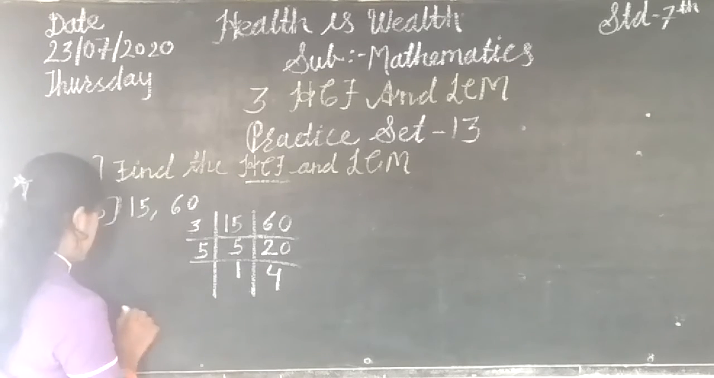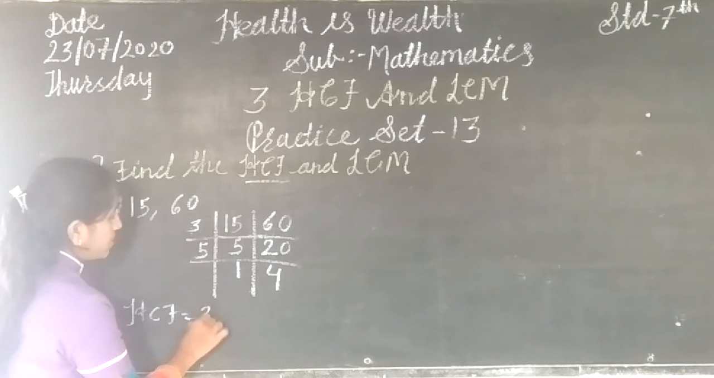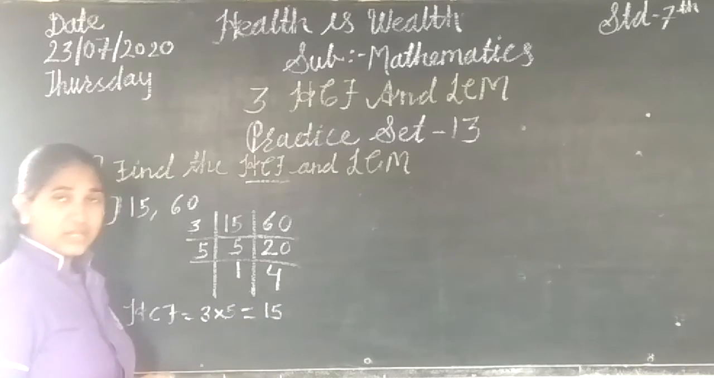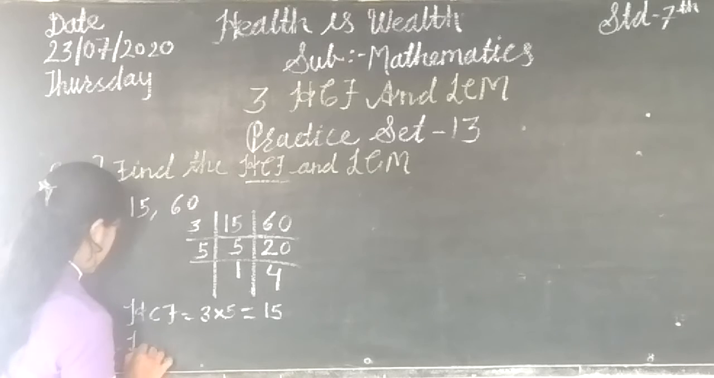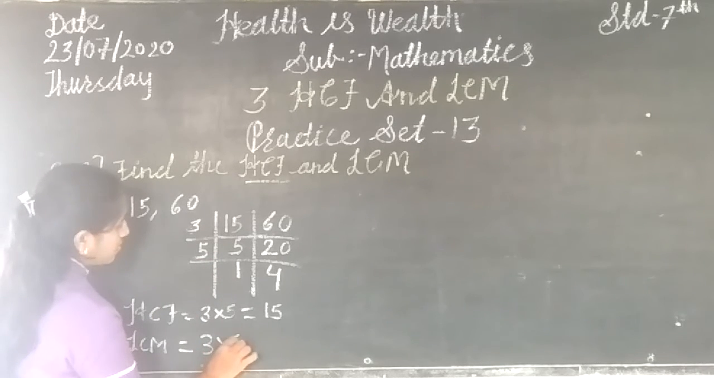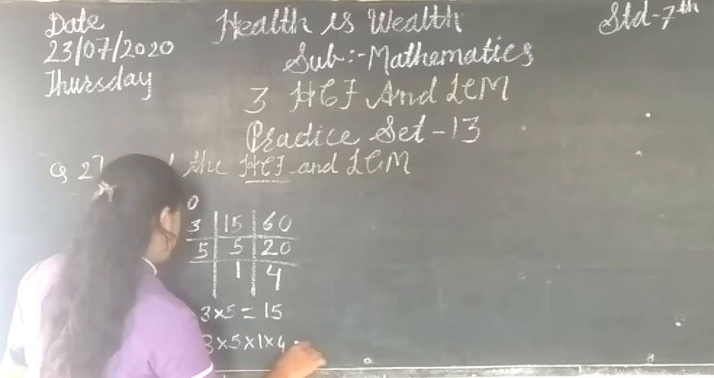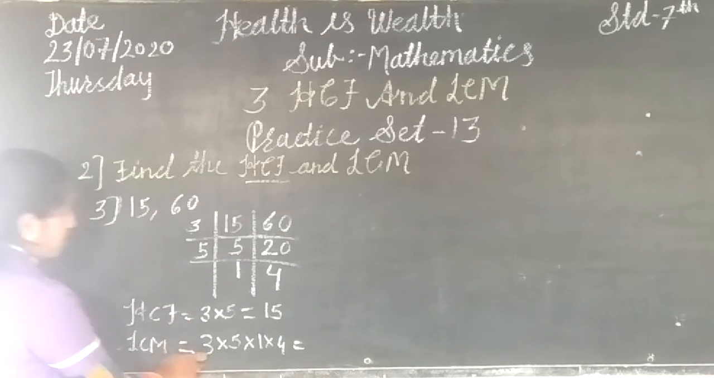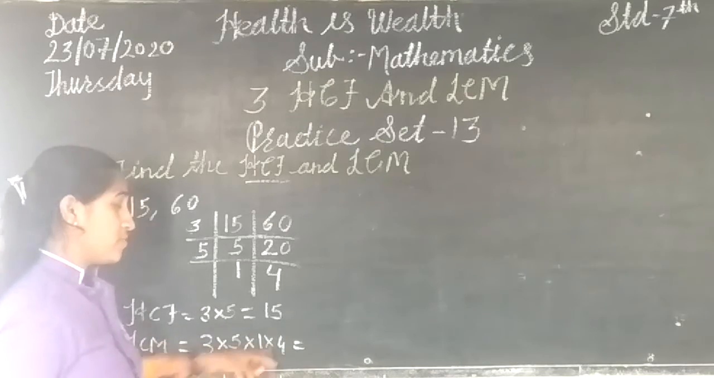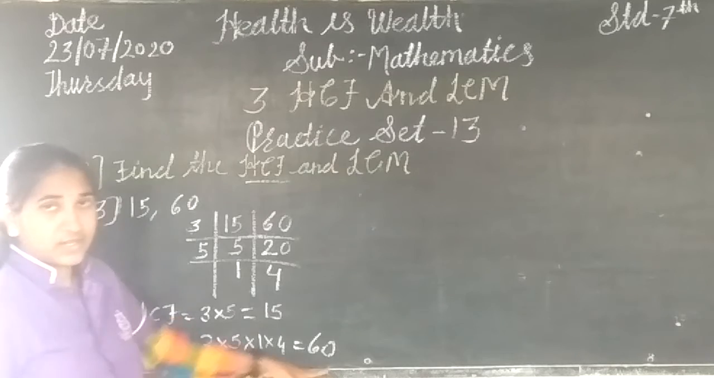Then what is the HCF? HCF is the common numbers. Which are the common numbers? That is 3 and 5. 3 5s are 15. Then LCM. In LCM we have to write all the numbers. What are the factors we got? 3, 5, 1 and 4. Now do the multiplication of these numbers. 3 5s are 15, 15 1s are 15, 15 4s are 60. So LCM is 60. Okay.